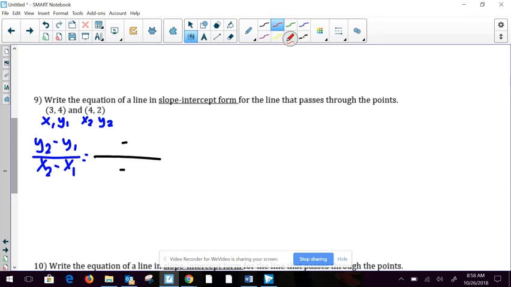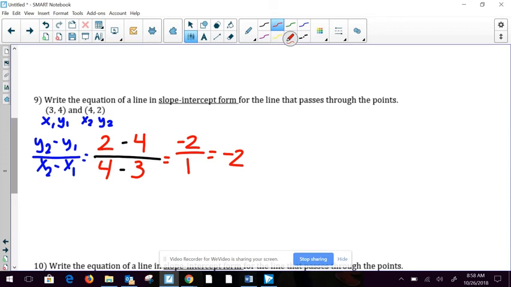What number is in the y2 position? Good, it's a 2. What number in the y1 position? Great job, it's a 4. x2 is, yep, that's a 4 also. And x1 is, awesome, a 3. So now I can go ahead and subtract. So what's 2 minus 4? Watch your negatives. Awesome, -2. And then 4 minus 3 is? Good, 1. And then -2 over 1 simplifies down to a -2.